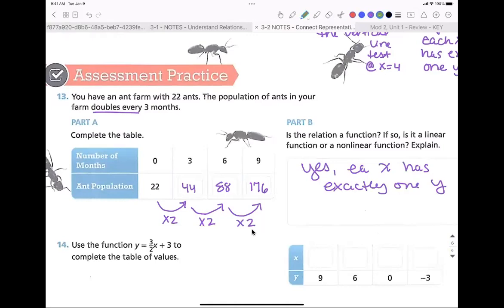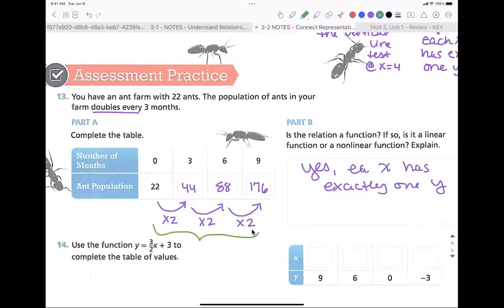Why nonlinear? A lot of people would say this is constant because it's times 2 times 2 times 2. But when it's multiplying, that's not considered constant. Because if I graphed this, if I go over 3 and up 22, and then I go over 3 and up 88, I'm not going to get a straight line. For this to be considered linear, it has to be plus or minus only, not times. If it's times anything, it's definitely not linear.